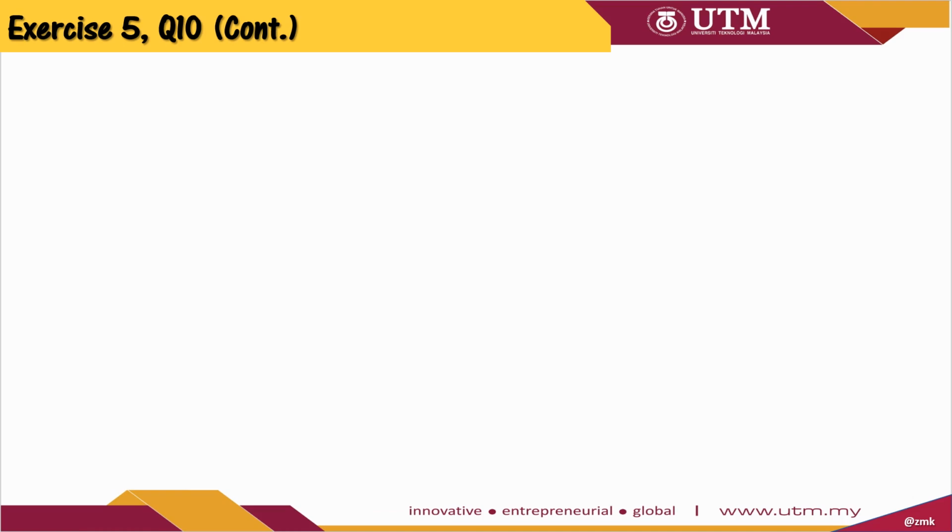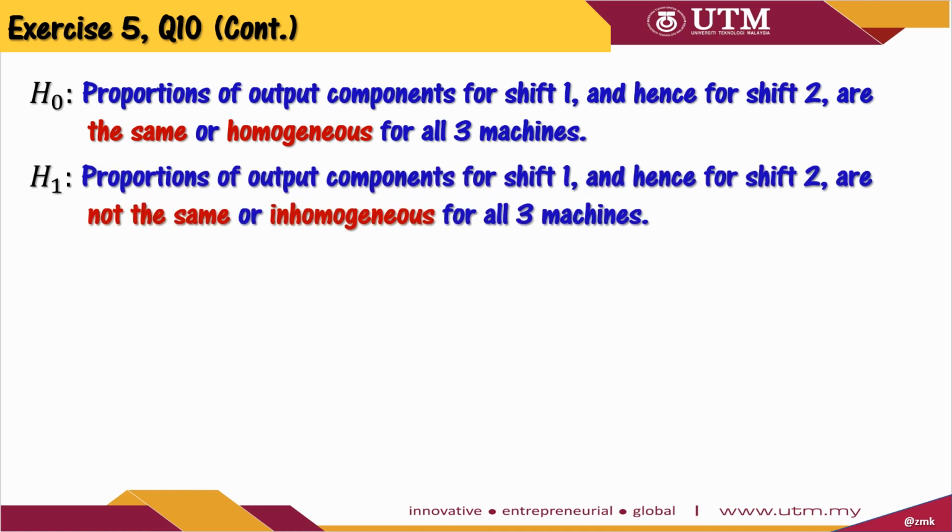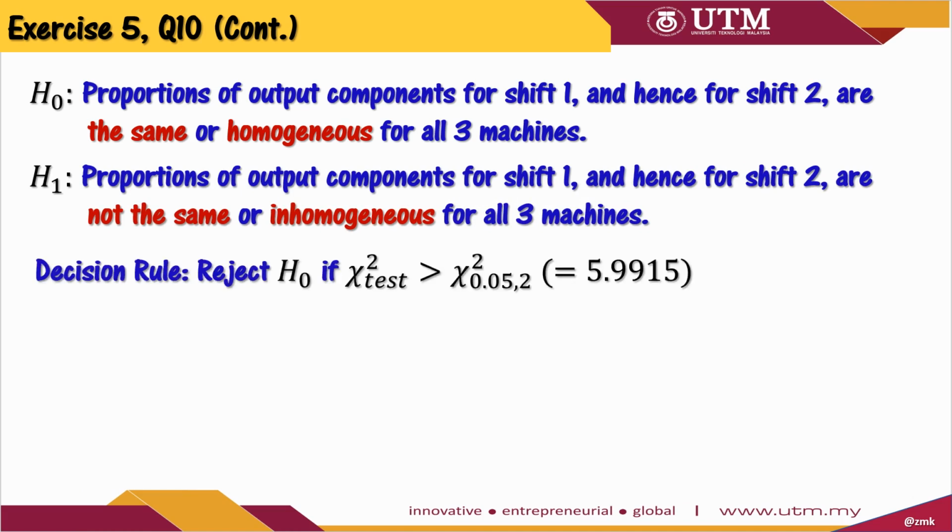Please do not forget to write down the null and alternative hypothesis statements, where under the null hypothesis H0, the proportions of output components for shift 1 and hence for shift 2 are the same or homogeneous for all three machines A, B, and C, whereas under the alternative hypothesis H1, the proportions of output components for shift 1 and hence for shift 2 are not the same or inhomogeneous for all three machines. The decision rule is then to reject the null hypothesis H0 if the chi-squared test statistic value is greater than the right-sided critical value, which is chi-squared alpha nu.